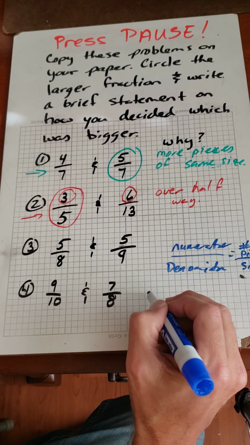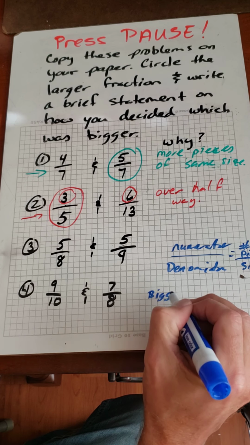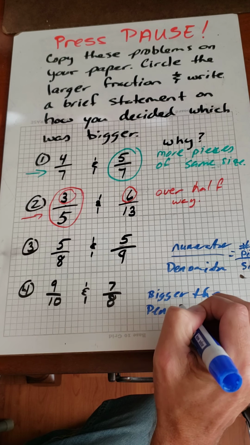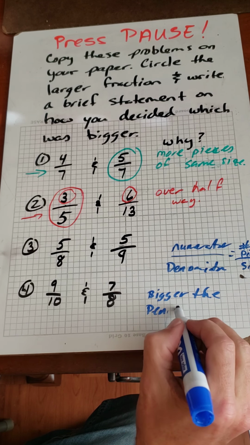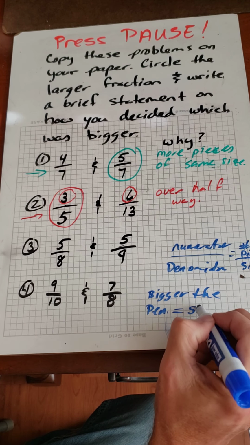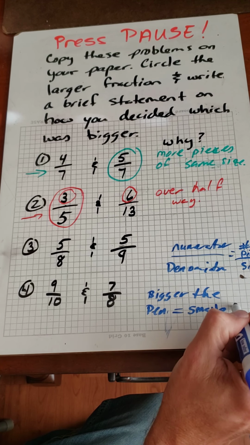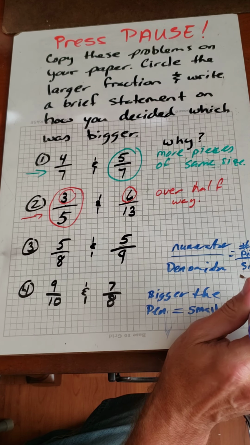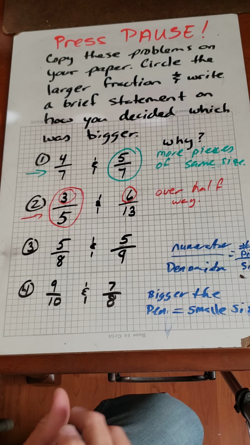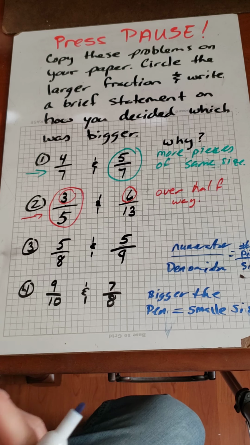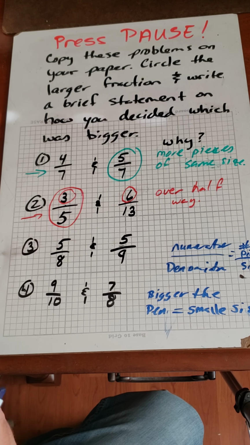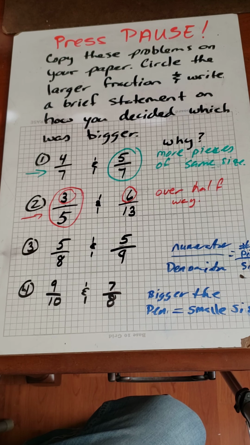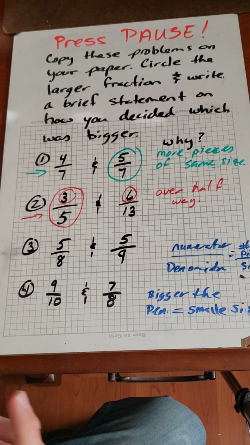And what I mean by that is the bigger the number, the bigger the denominator, let's put denom, equals smaller size piece. So that means that a denominator of 10 is a smaller size piece than a denominator of 6. So the smaller the number, the bigger the piece. The bigger the number, the smaller the size of the piece is. And we're going to take a look at that with some demonstrations here in a little bit. But in general, that's what I like to use.